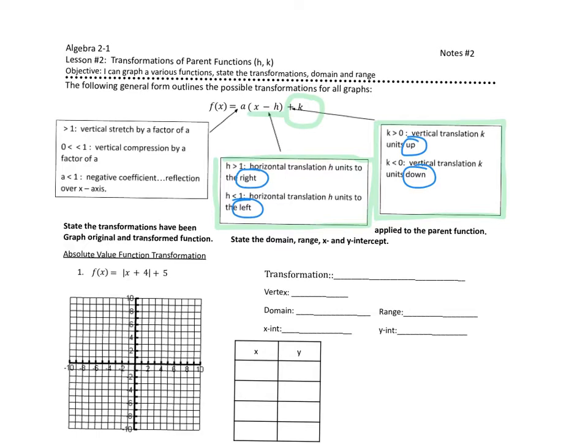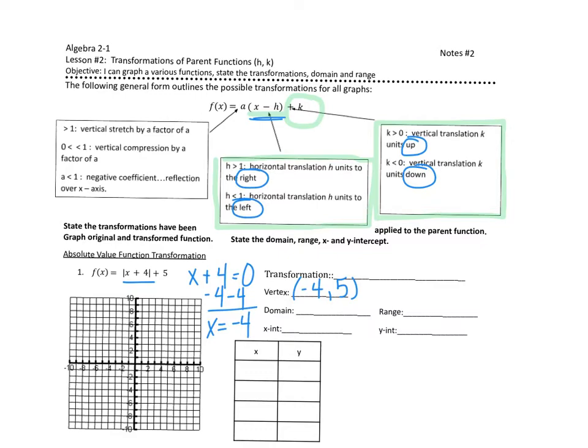So if I look at this parent function of an absolute value, I want to point out that it says x minus h up here in the equation, but if you notice here it says x plus 4. What I want you to do every single time is set x plus 4 equal to 0, subtract 4 and solve it. So x is negative 4. So the x in my vertex is negative 4. The k, because the vertex is h, k, is out here, and it doesn't change. It's always a positive 5.